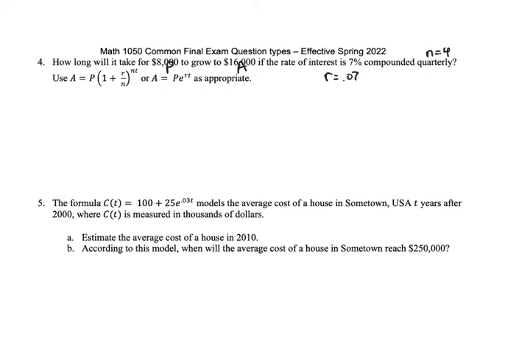So what is it exactly that we're solving for then? How long will it take, as a value of time? Yep. Solve for t. So if we plug in all the known values, 16,000 goes in place of A, 8,000 goes in place of P, 1 plus 0.07 over 4, raised to a power of 4t.